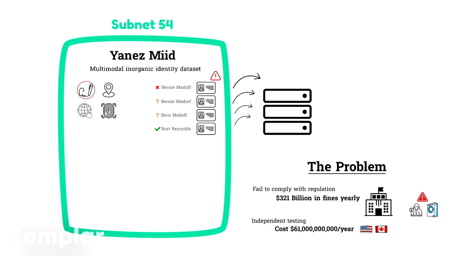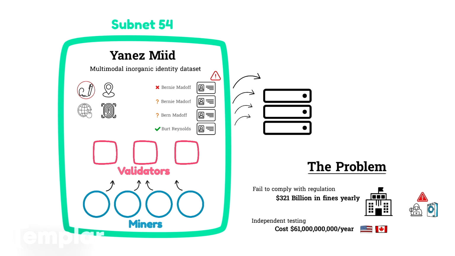So how does the subnet actually work? Miners are responsible for generating a variety of identities to be used to test customer anti-money laundering systems. This data generated by the miners is then gathered by validators and then used to test those systems. So let's dig into the incentive mechanism to understand how miners are rewarded.